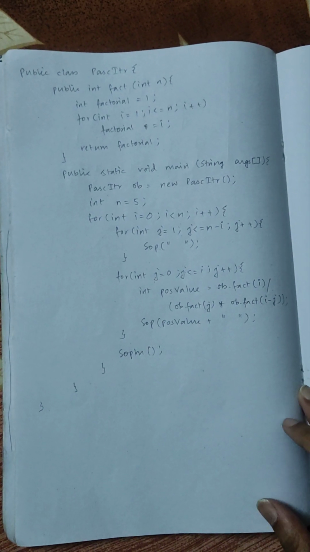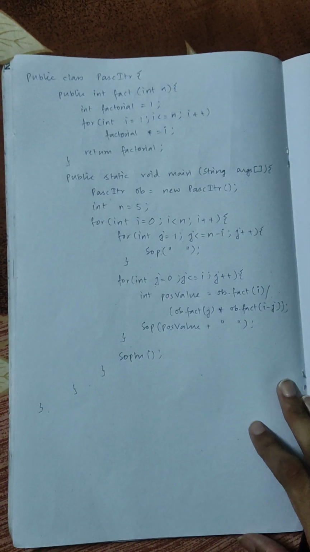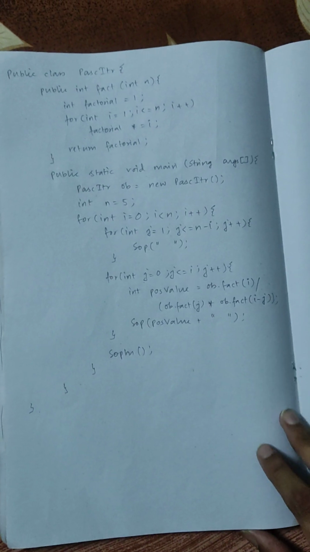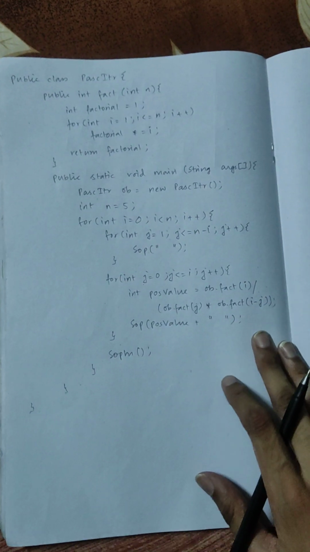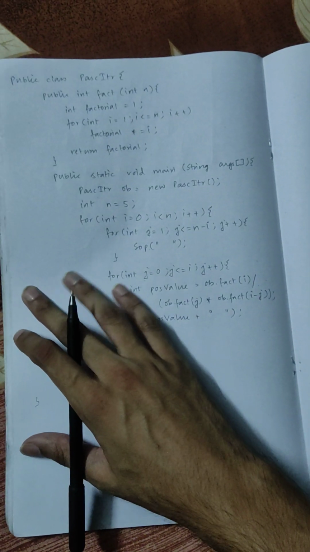Hi, in this video I am going to explain how I have implemented the Pascal's triangle program with the iteration method without any recursion and without using memoization. It is a basic iteration method. So this is the program I have written here.